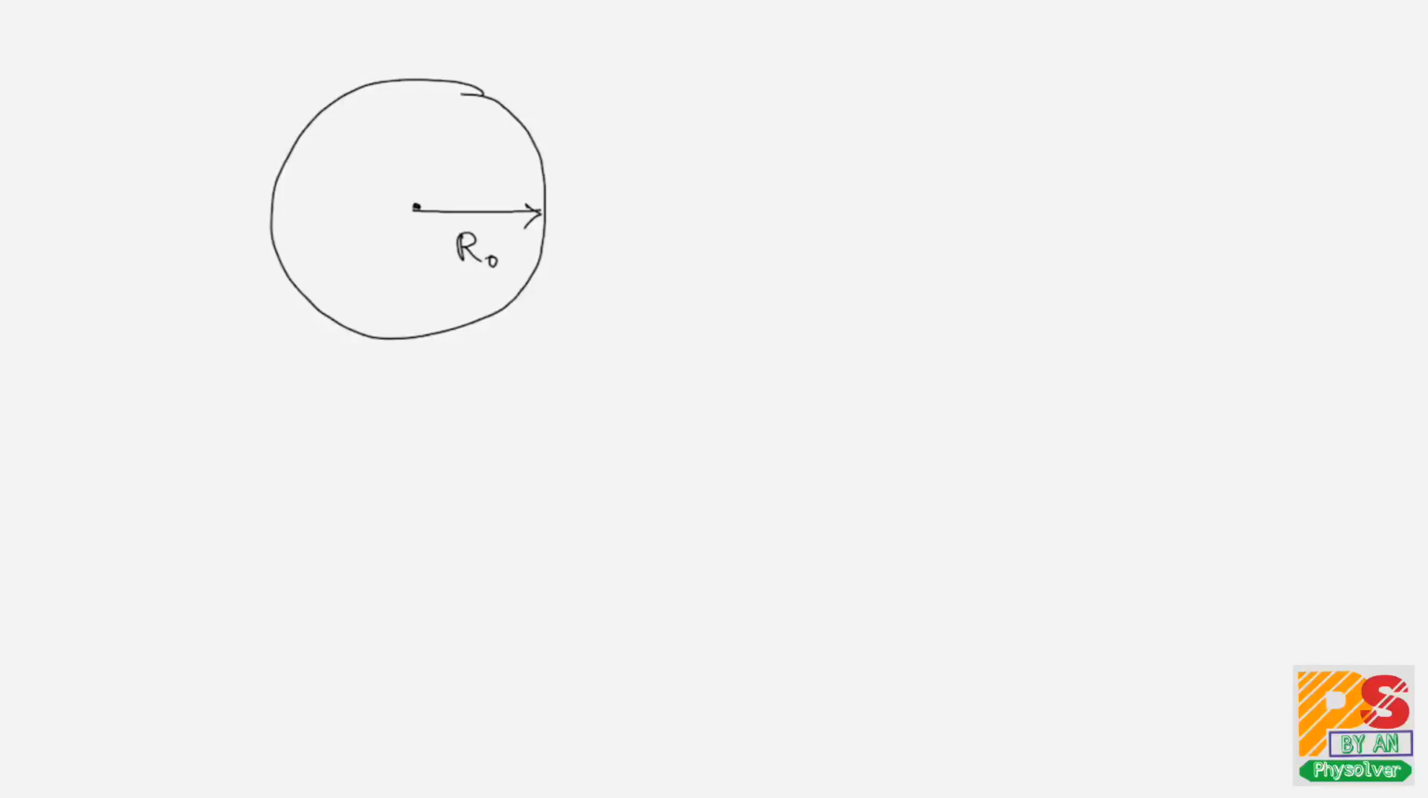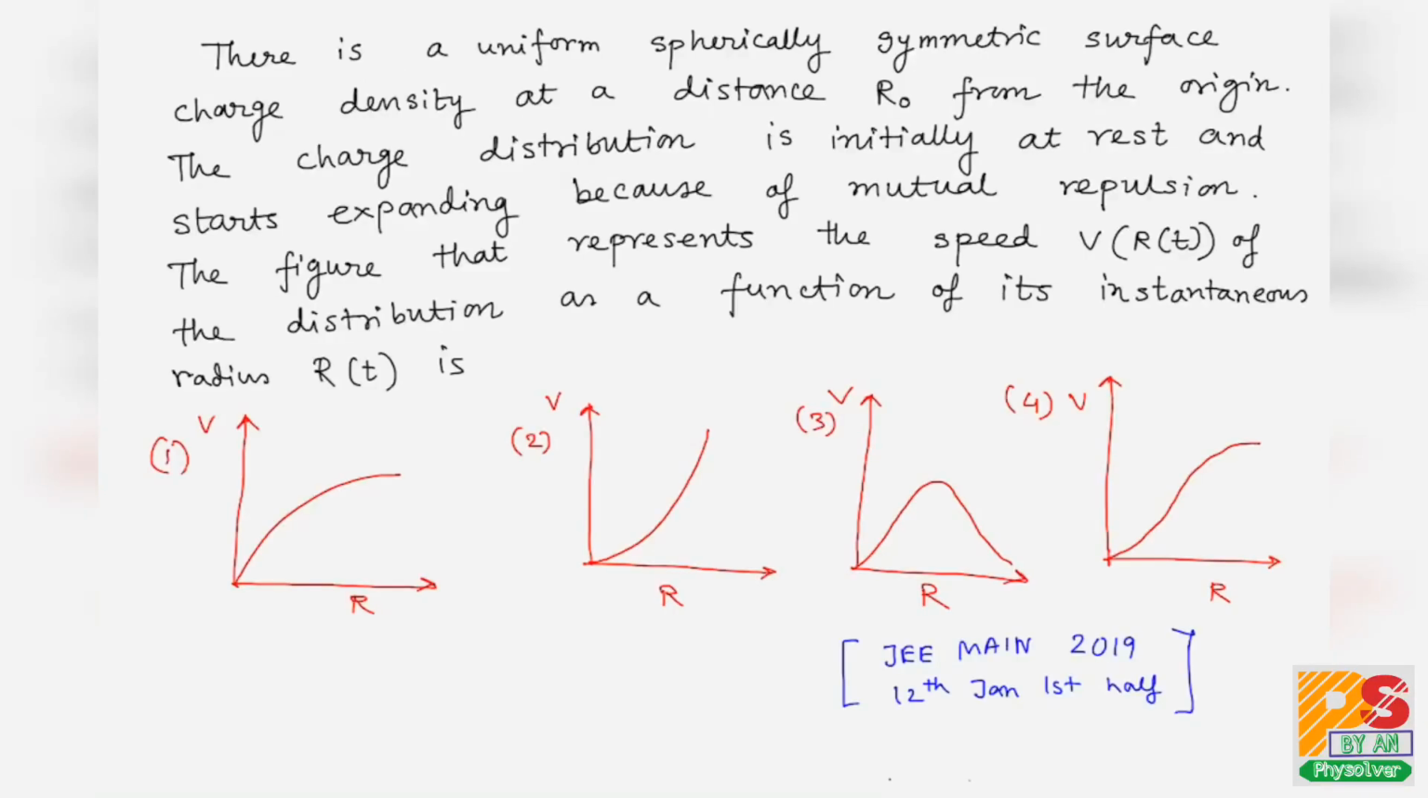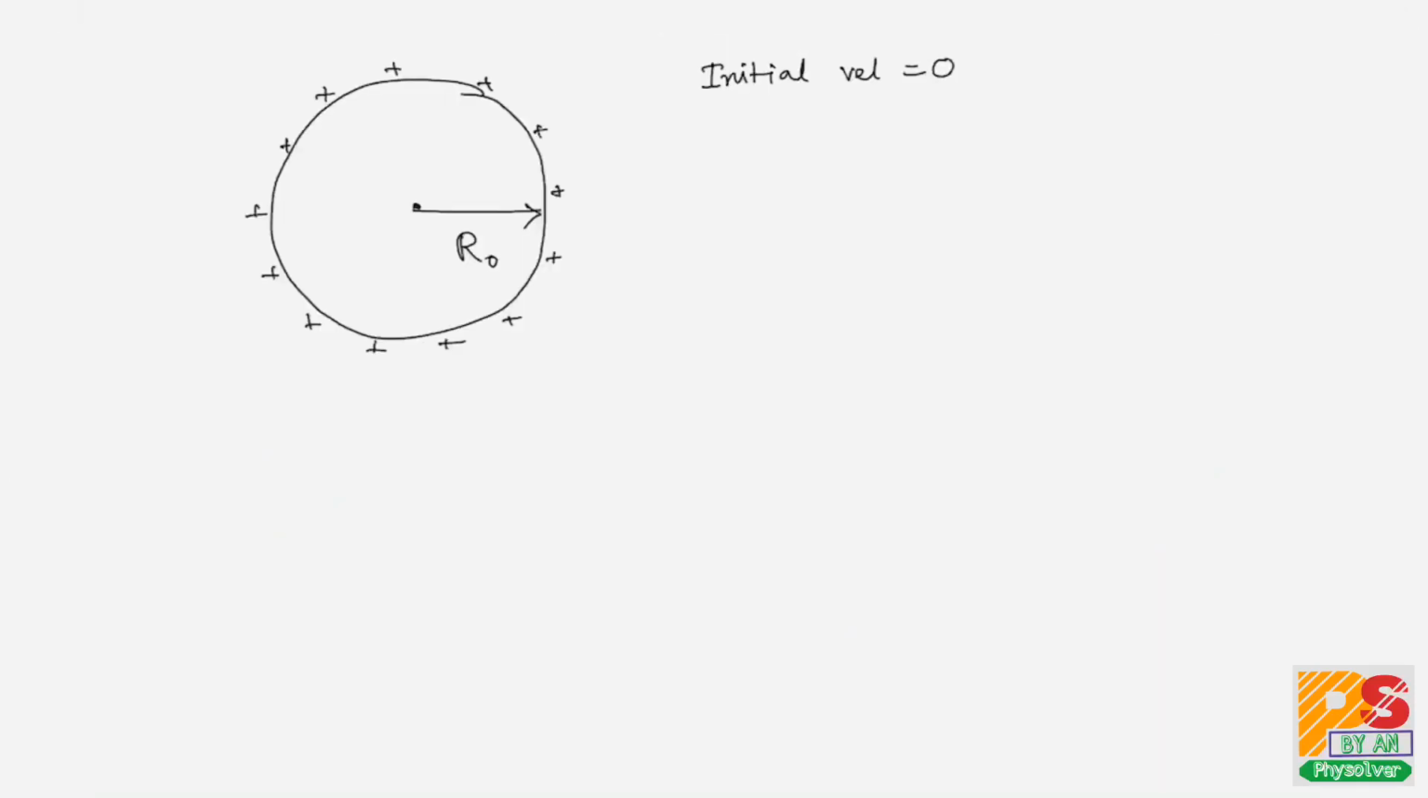It's a spherical charge distribution, mind it, and it starts expanding. Suppose the charges are positive and it starts expanding due to their mutual repulsion. Initially, the initial velocity is given as 0. The charge distribution is initially at rest and starts expanding because of mutual repulsion. So the initial radius is r0 and the initial velocity is 0.